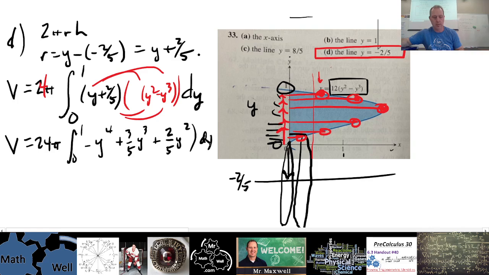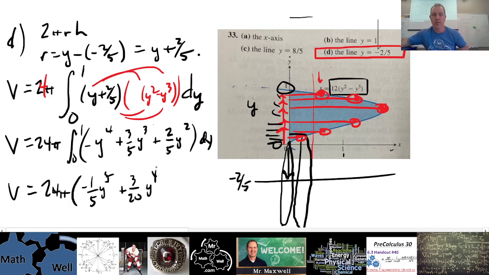Whoa, dy. That's a typo there. dy on my page. Now, taking the integrals of each of these, no big deal at all. So you have 24 pi. This is going to be, well, I can do it for you. Negative 1/5 y to the 5th. This is going to go up to a 4, so I have to multiply by 1 over 4. So 3 over 20, 3 over 4 times 5, 3 over 20 y to the 4th. And then this 2 is going to go up to a 3, so 5 times 3 is 15, so plus 2 over 15 y cubed.